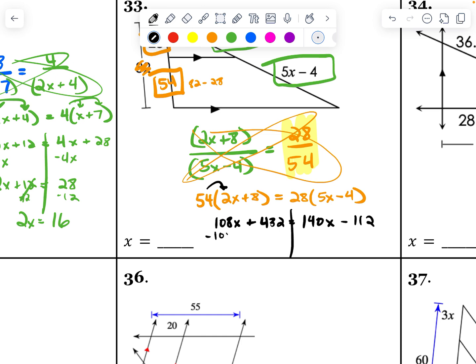I hate negative numbers, so I'm going to move this 108 to this side instead of the 140. And to save space, I'm also adding the 112 at the same time instead of taking two steps. All right, so I just did two steps in one. 140 minus 108 is 32x. 432 plus 112 is 544. Divide by 32, divide by 32 is 17. x equals 17.